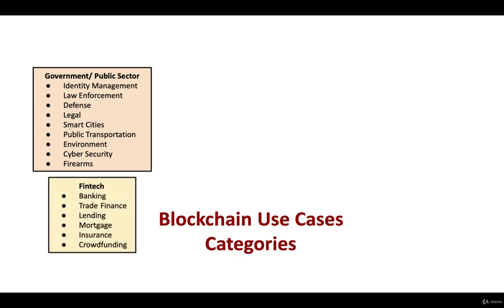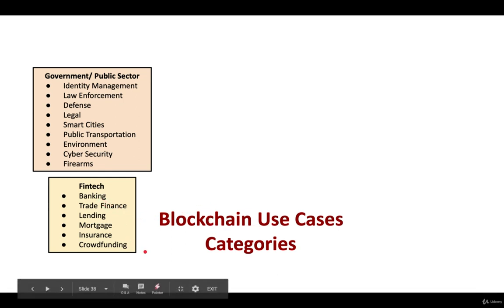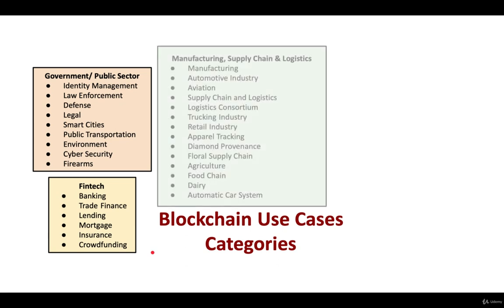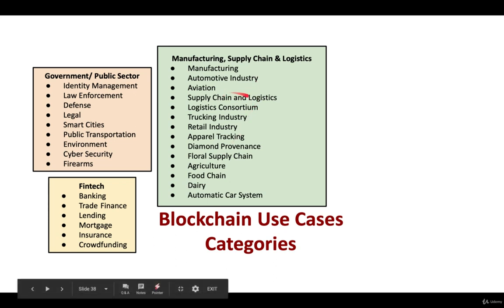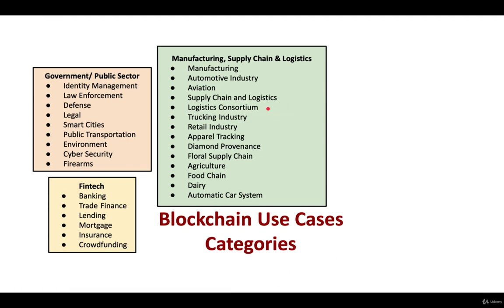Exactly. Then the idea of using blockchain took a major wave in the fintech sector, where the focus was on banking, trade finance, lending, mortgage, insurance, and crowdfunding. Then there's another category: manufacturing, supply chain, and logistics. In manufacturing there is the automotive industry, even aviation, supply chain, and logistics. There's a logistics consortium we are going to speak about later. Then the trucking industry, the retail industry, apparel tracking, fashion, diamond provenance, floral supply chain, agriculture, food chain, dairy, and the automatic car system.